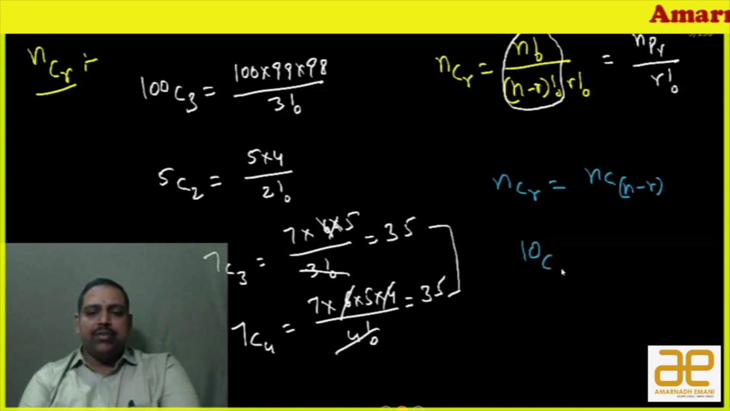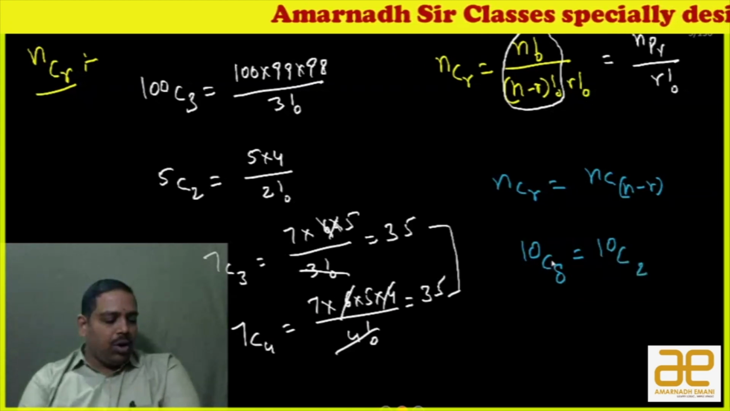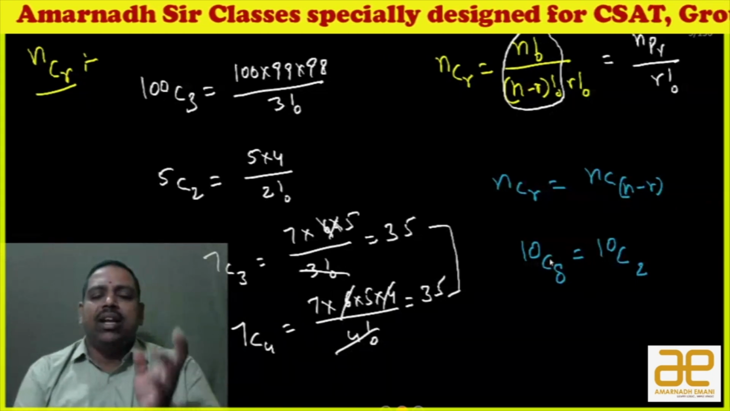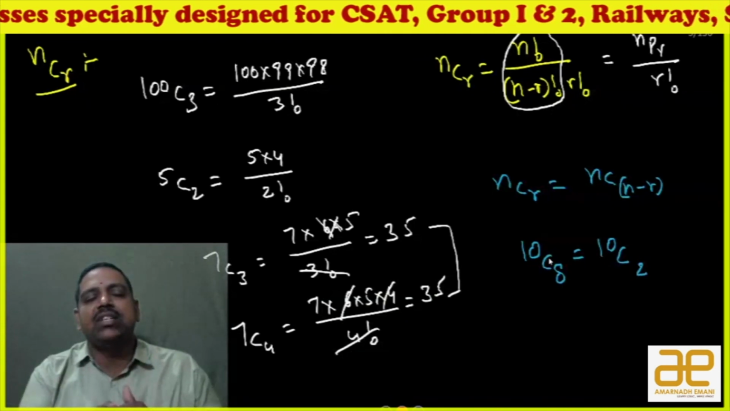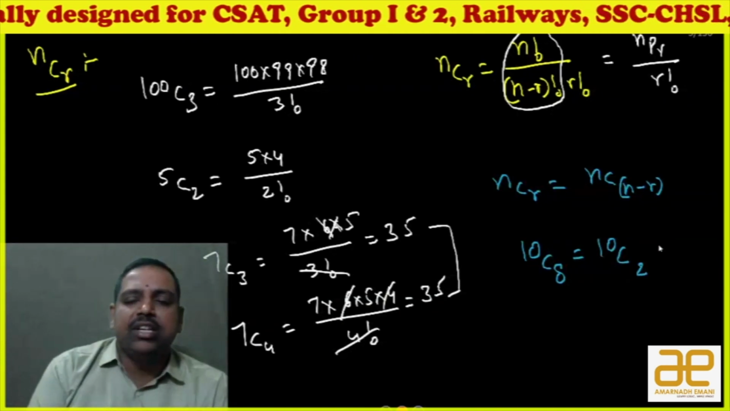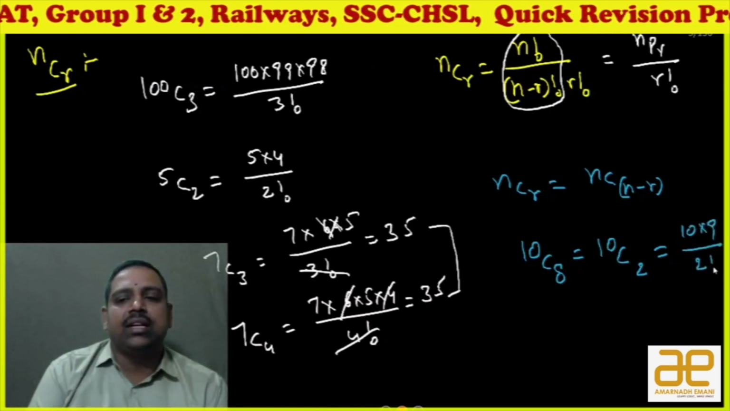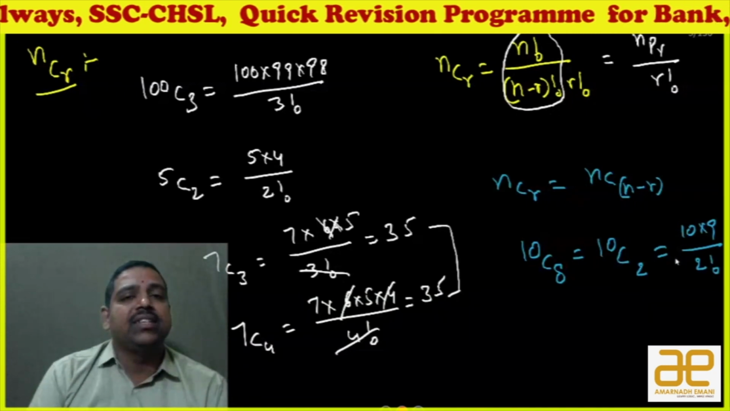Suppose at some place if you find 10C8, you can write it as 10C(10 minus 8), that is 2. If you want to go with 10C8 in the conventional manner, what you have to do is 10 into 9 into 8 into 7 and so on, 8 times you have to write, followed by 8 factorial, which is hectic for you. But if you go with 10C2, it is very, very easy, right? 10 into 9 by 2 factorial, right? That's it. Simple one. Okay, that means you can calculate the value easily. 45 is the answer, right?